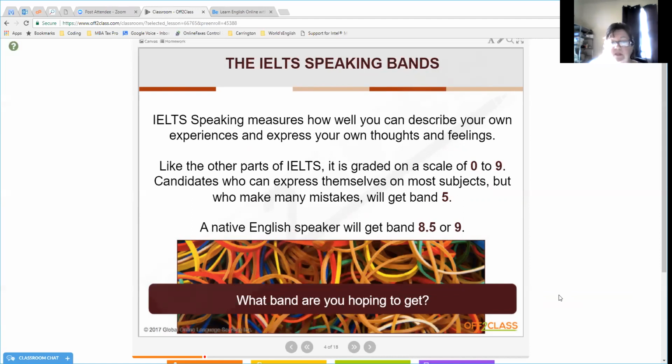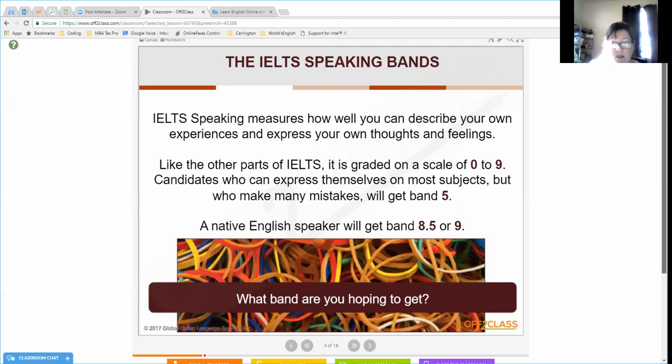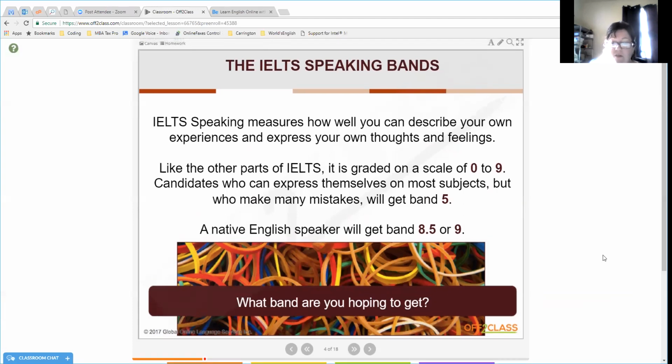So candidates who can express themselves on most subjects, but who make a lot of mistakes might only get a 5. So that's a pretty low score. As I said, a native English speaker might get an 8.5 or 9. I am not a perfect native English speaker, so I would expect mine to be about 8.5. But someone who is very eloquent, has a big vocabulary, the ability to express themselves very well, would possibly score a 9. So what band are you hoping to get? That's something you'll need to decide.